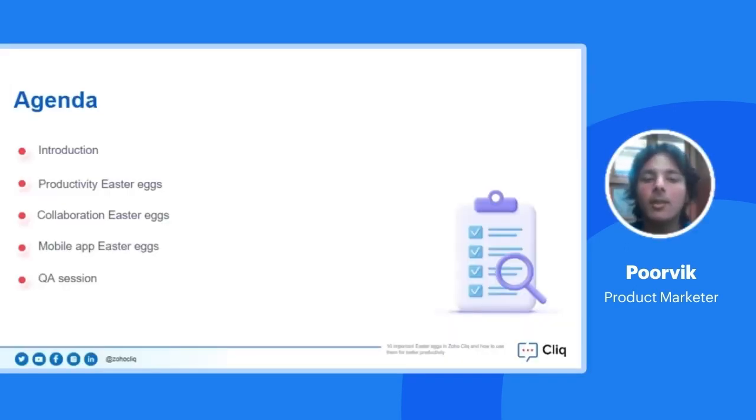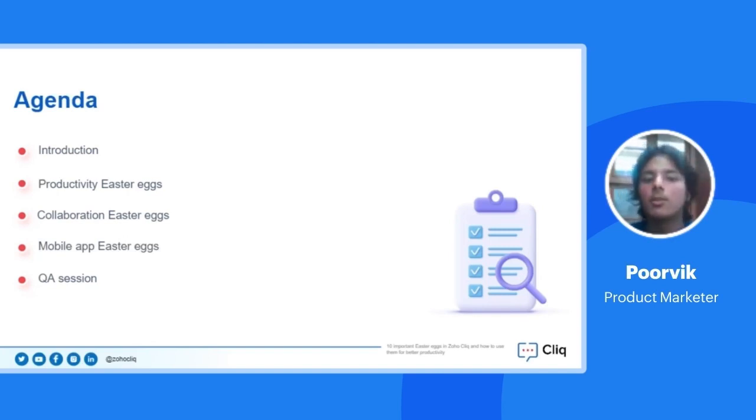I'll start with an introduction about Easter eggs and what we're going to talk about in Cliq, and then we'll jump straight into the Easter eggs, which are divided into three parts: productivity Easter eggs, collaboration Easter eggs, and mobile app Easter eggs. These are based on what they help you with, and after that we'll have the Q&A session. So without any further ado, let's start.